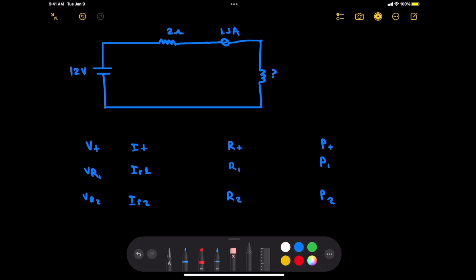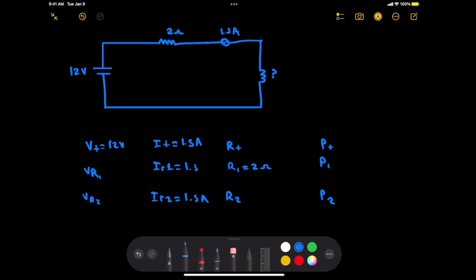And we're going to do it a little bit faster using a couple shortcuts. So, VT is 12 volts. That's given. R1 is 2 ohms. IT equals 1.5 amps. And that means IR1 and IR2 are going to be the same. All right. And now what we're looking for is VR1, VR2, RT, R2, and all of the power.